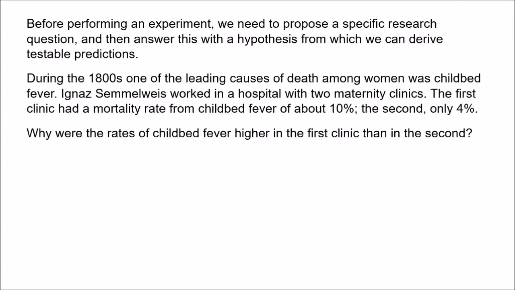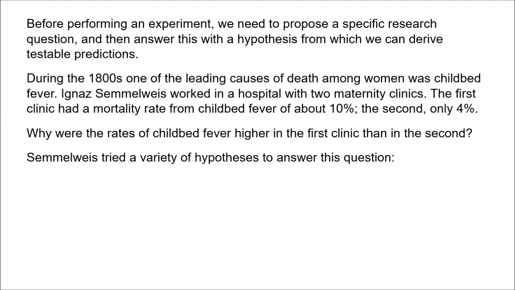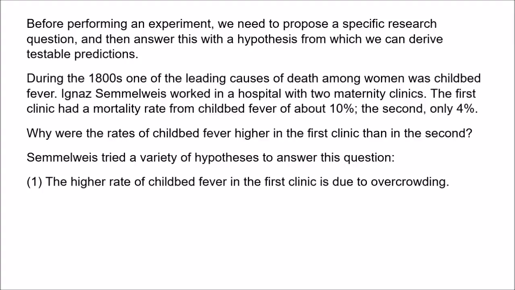And Semmelweis generated a variety of hypotheses to answer this question. One hypothesis that he came up with was, well, maybe the higher mortality rate in the first clinic is due to overcrowding. And obviously the prediction that one can make from this hypothesis, an obvious prediction, is that the first clinic will tend to be more crowded. That was fairly easy to test. Semmelweis just checked the rates of crowding in the two clinics, and in fact, the second clinic tended to be more crowded than the first. So this hypothesis was disconfirmed because there was actually less crowding in the first clinic.